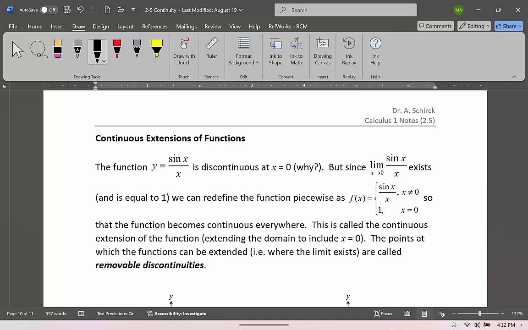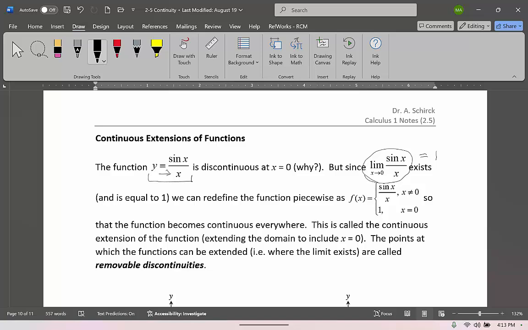So when we have a function that has a hole in the graph, so for example, this function here, sine x over x, is discontinuous at 0, okay? And the reason it's discontinuous at 0 is, of course, because we're going to have a denominator of 0, okay? So the function is not defined at x equals 0. All right, so it has a discontinuity at 0, but we already showed that this limit actually exists. Okay, so in a previous section, we showed that this limit is actually equal to 1.